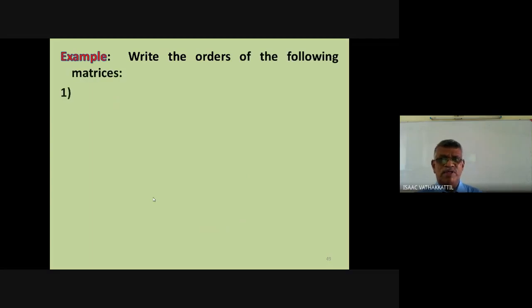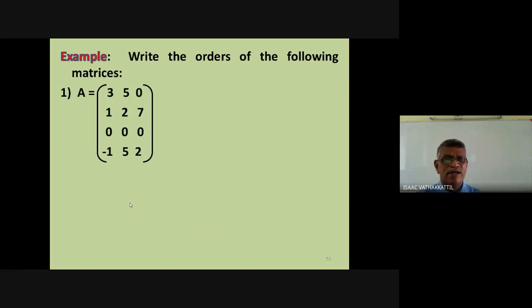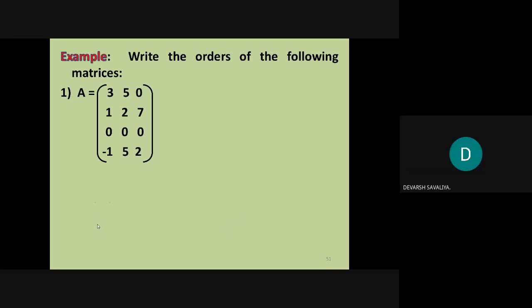Write the orders of the following matrices. You can easily find, rows mean the horizontal ones, columns mean the vertical ones. And when I say order, first will be row, then column. Can some of you tell me the order of this matrix? Who will tell the order of this matrix? Can you see? 4 into 3.